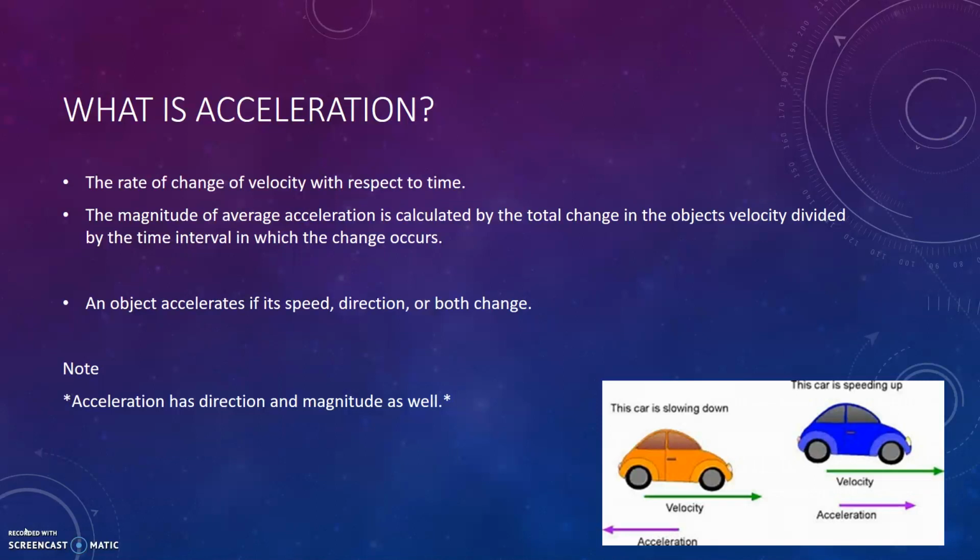What is acceleration? Acceleration is the rate of change of velocity with respect to time. Just as velocity has average velocity, we also have average acceleration, where the magnitude of average acceleration is calculated by the total change in the object's velocity divided by the time interval in which that change occurs.